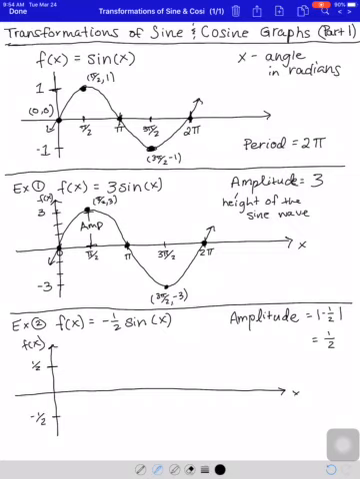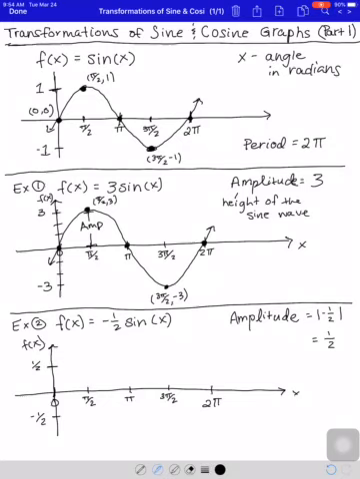All right. And to label our x-axis, that's going to be the same. Our period is still the same. From 0 to 2 pi will give us one complete cycle. In the middle, we got pi. We got pi over 2. And over here, we have 3 pi over 2.